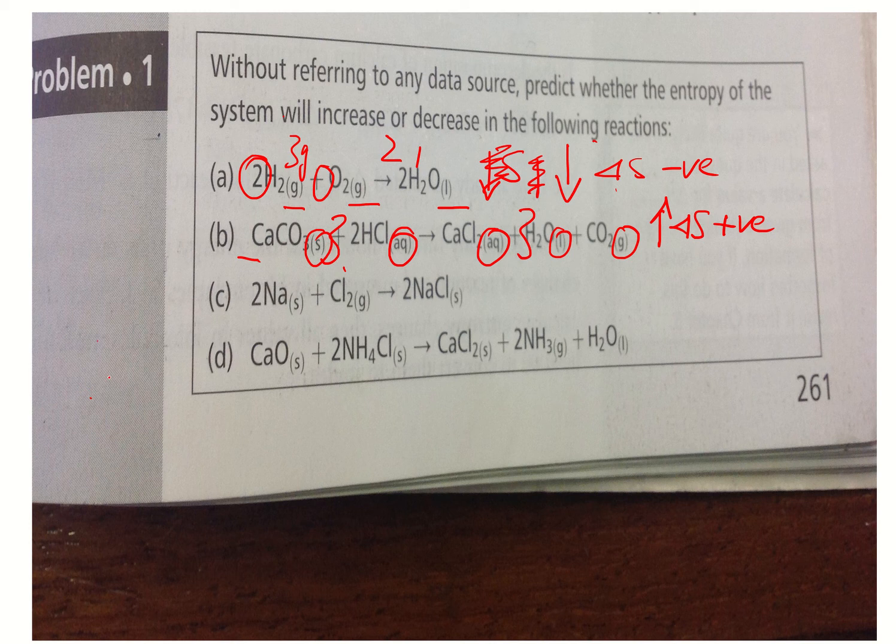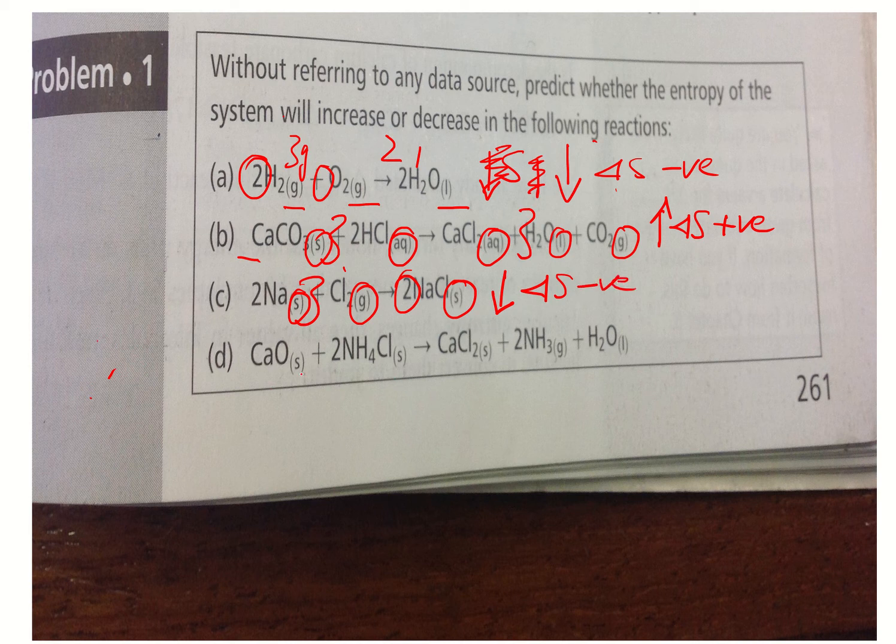Let's go to C then. So C, we have solid and gas, and we have 3 particles. Let's go to the right. We only have solid and we have 2. So there we go. That's definitely a much more ordered system. So we would have a decrease in delta S. Delta S will be negative in this context.